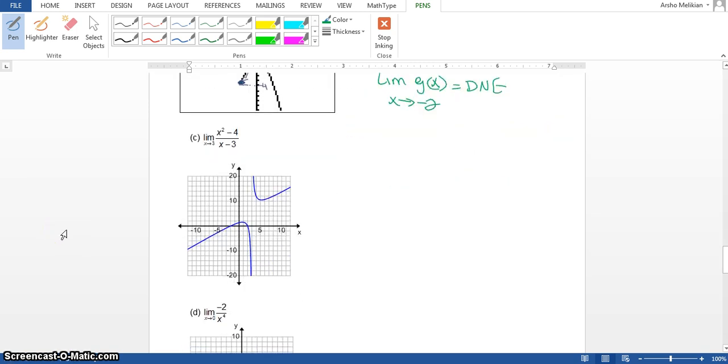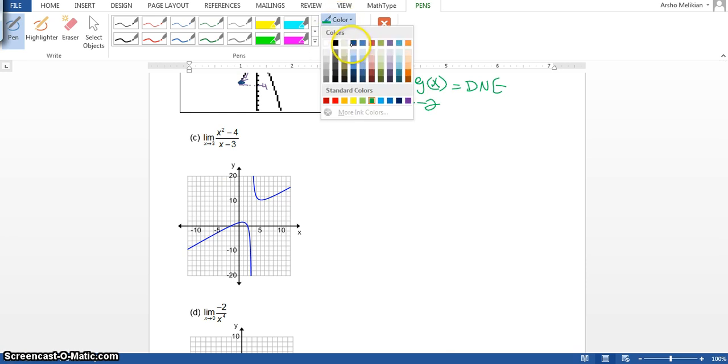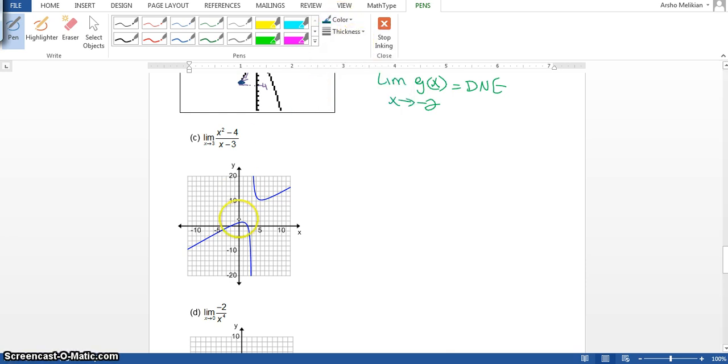In the next problem, we're looking at x equals 3, which is here. 1, 2, 3. All right, let's see our one-sided limits. The limit of x squared minus 4 over x minus 3 as x approaches 3 from the negative side. Right, so as I'm approaching here, what's happening? Where is the graph going? Down to negative infinity.